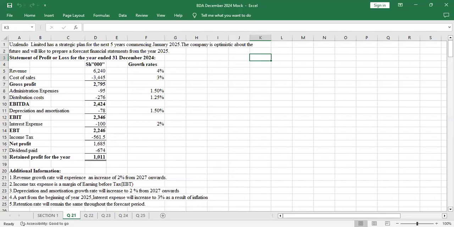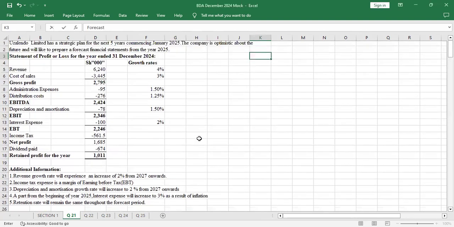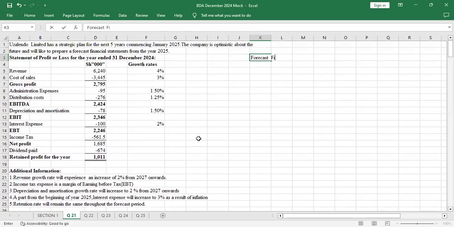The forecast statement. Forecast financial statement here. So the forecast was supposed to begin from year 2025 and it was a 5 years forecast, so it will end in 2029. So I'll start with 2025.